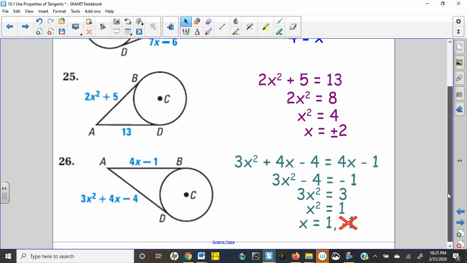Now on 25 and 26, you actually had a squared in there. This wasn't a difficult quadratic to solve because there was no x term, so you could just solve for x squared and take the square root.